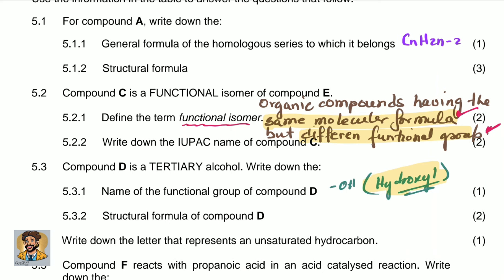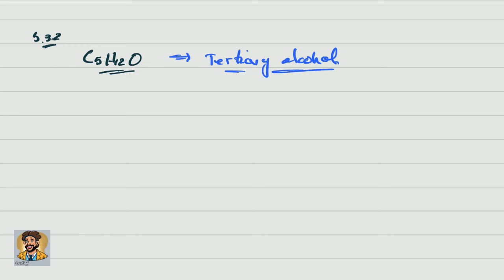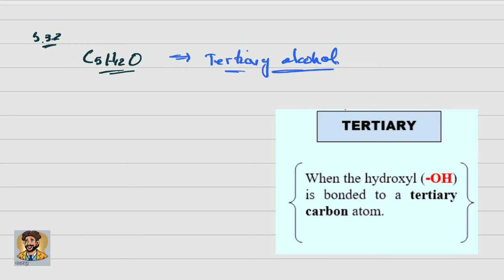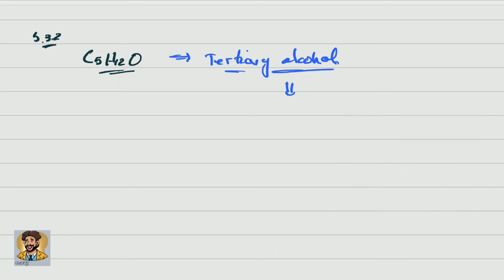It is really important. Now they want the structural formula of compound D. We once more have to make the structural formula, but now this one is different from the one we did before, because they're telling you this one is a tertiary alcohol. Now that one is a tertiary alcohol. What does it mean? It means that the carbon that is bonded to the OH is bonded to another 3 carbons.